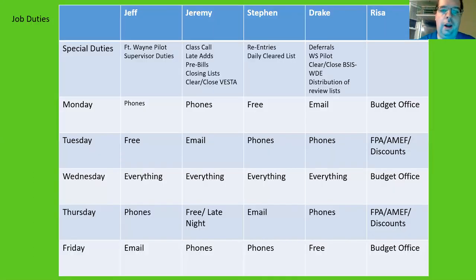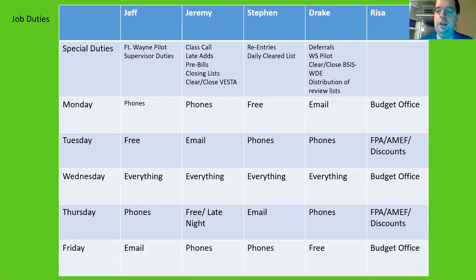So duties. There are some duties that are shared among the four full-time members of the class start team, being Jeff, Jeremy, Steven, and Dre. These duties include email and phone, which are divided up so that every employee has one day to do the emails, two days to operate the phones, and a free day that's there to catch up on the stuff that they don't have time to do the rest of the week.